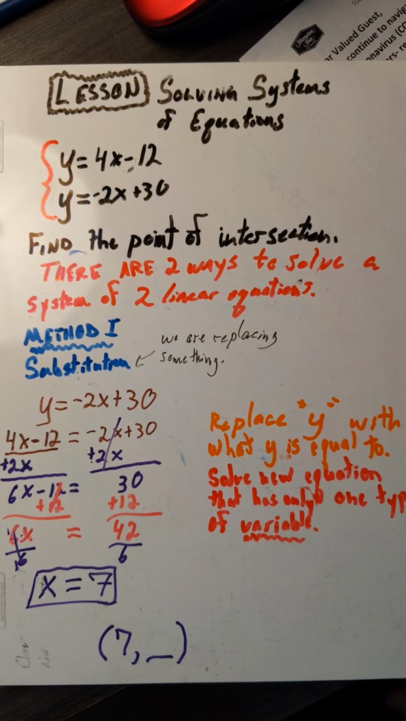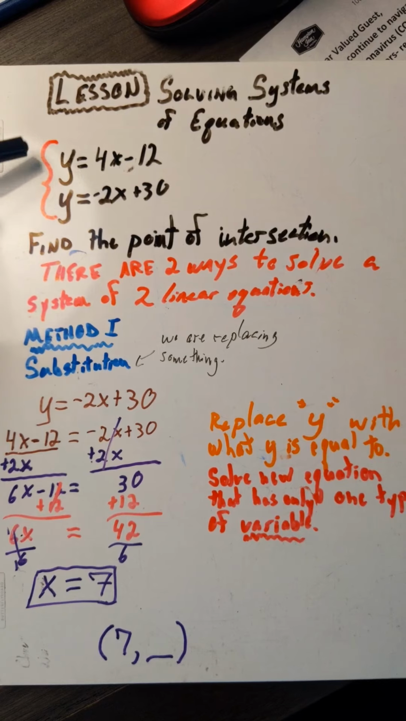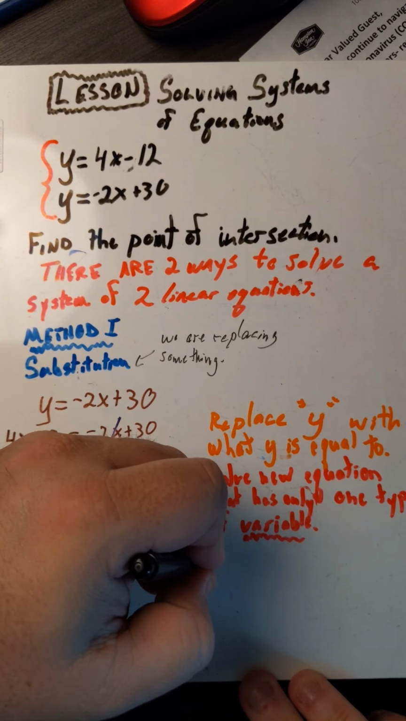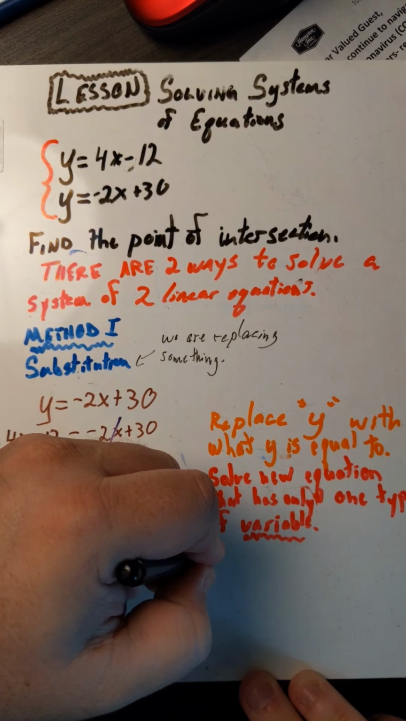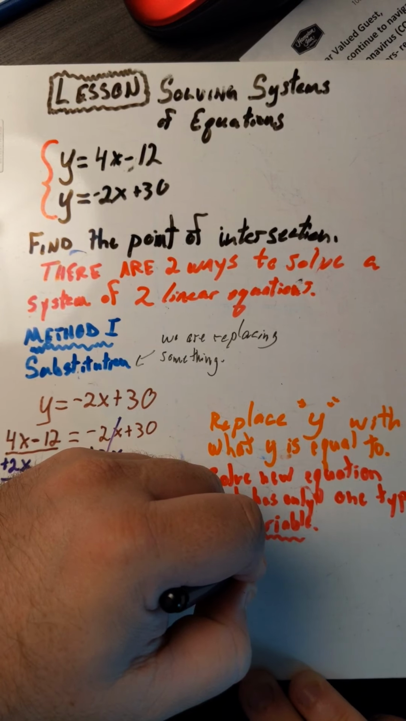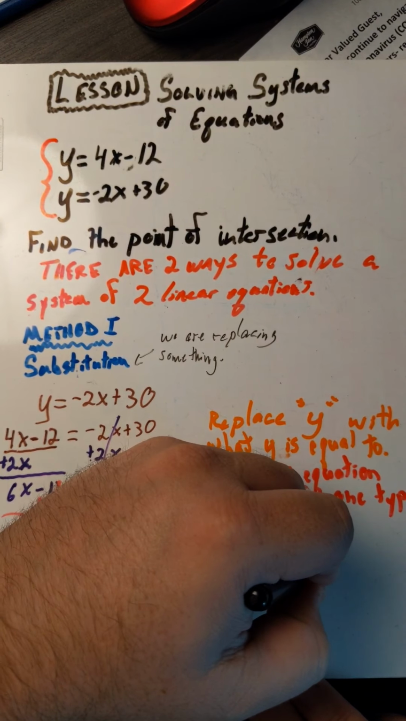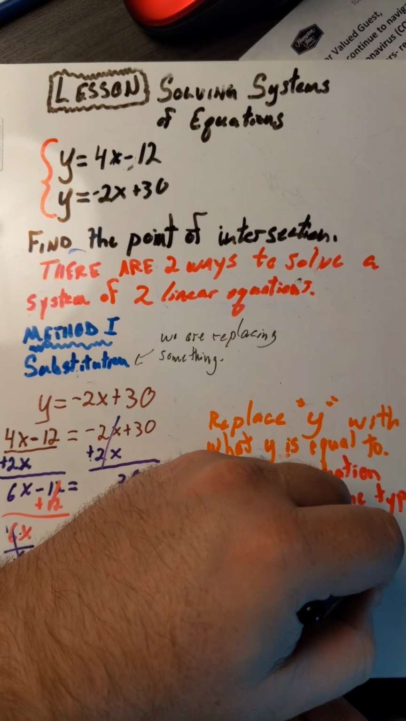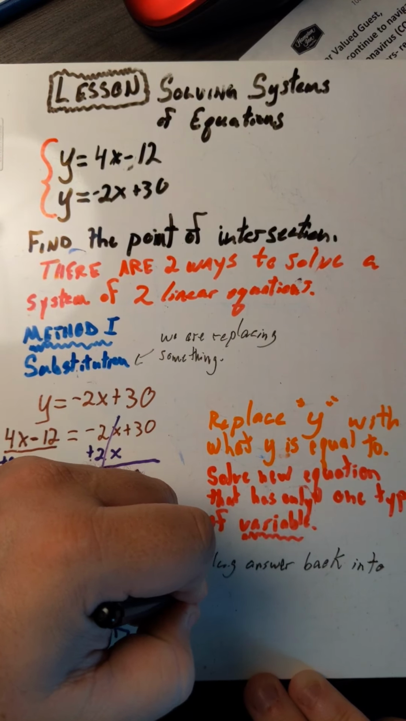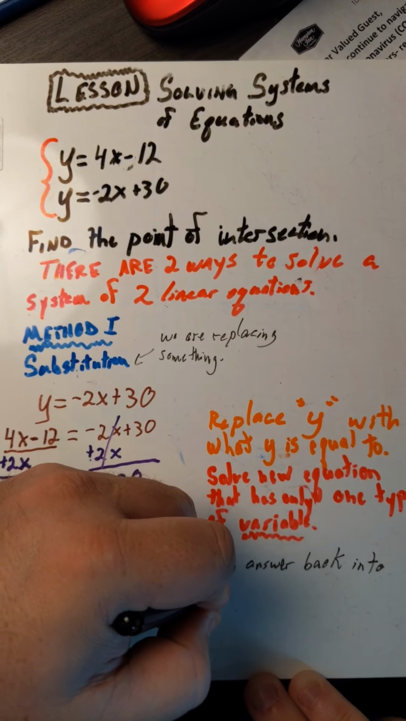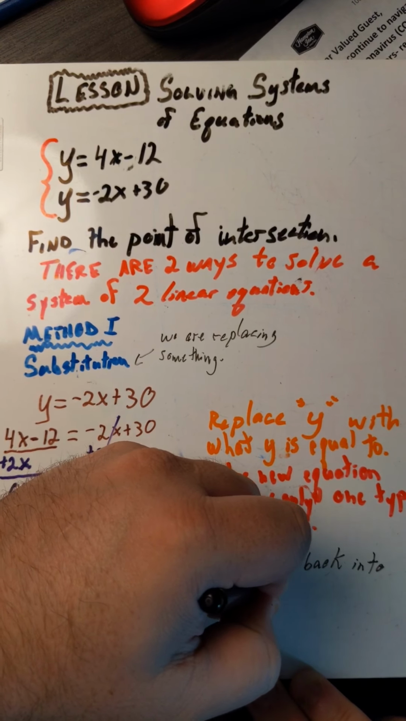So the last step is we are now going to take the number we've gotten as part of our solution, and we're going to substitute it back in to one of our equations. Does it matter which one? Not at all. Doesn't matter which one you use. So I could say, plug your answer back into either original equation.